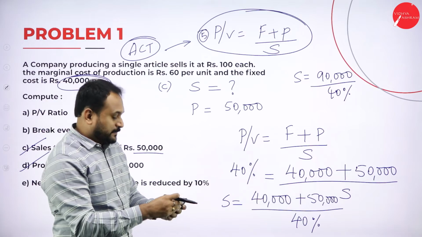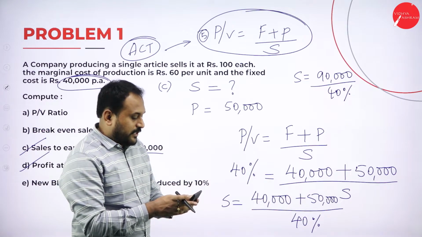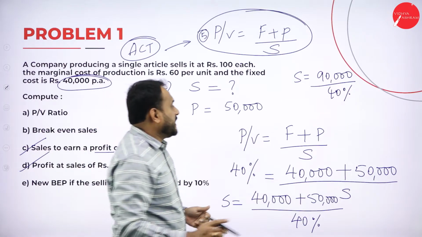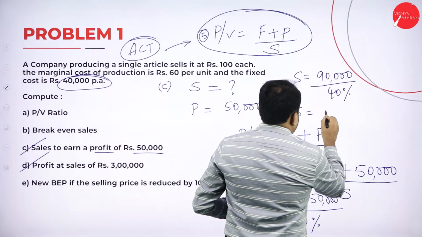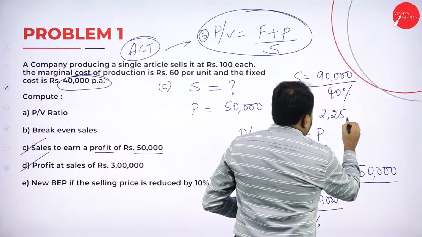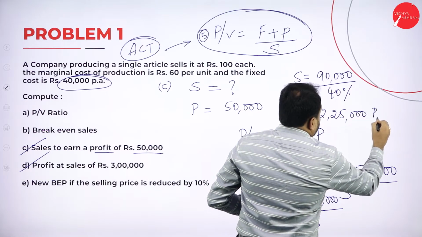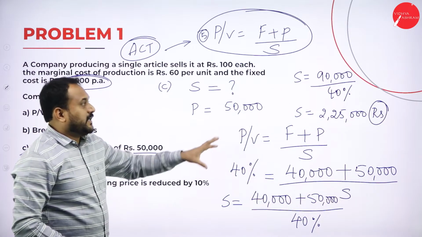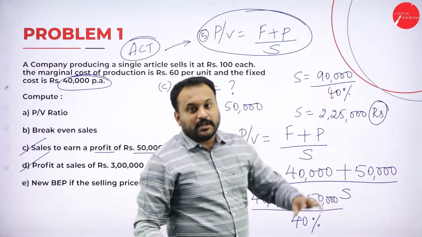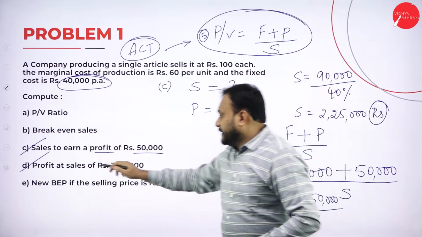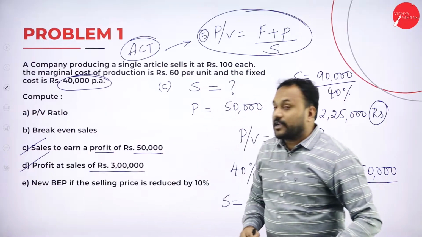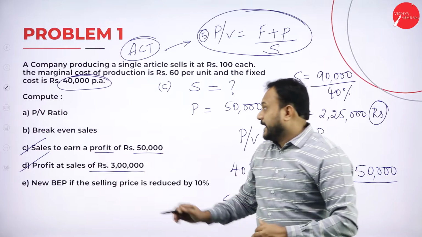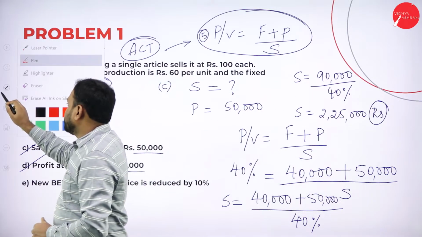Let's calculate here. 90,000 divided by 40%. Now we have 2,25,000. So sales is equal to 2,25,000 rupees. Now please write this rupees. So I'm done with my sales column also. Now we'll go with the next one. Profit at sales rupees 3 lakh. How much? Profit at sales rupees 3 lakh. That means what? Again, I'll delete everything here now.